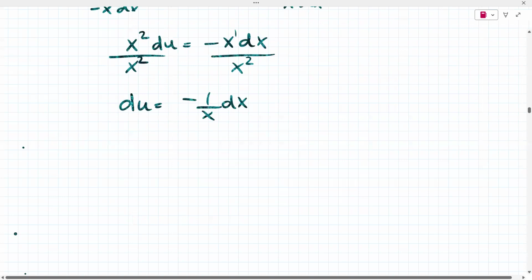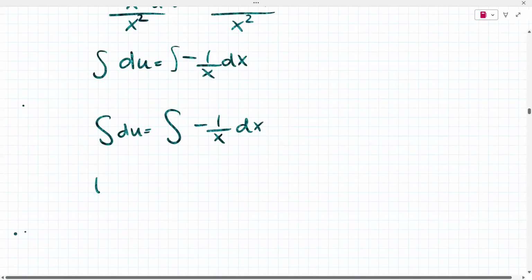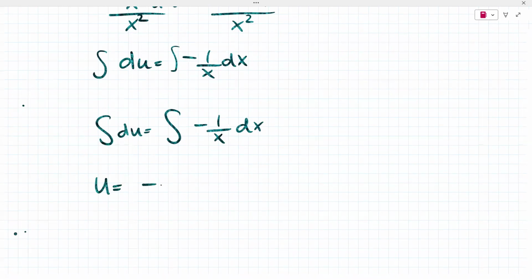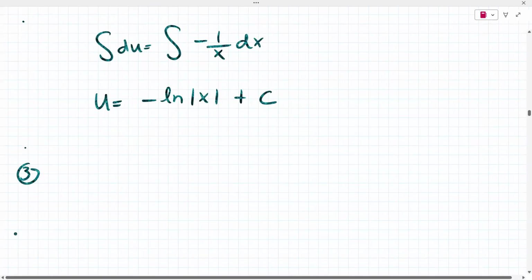And then once you have the du's and all the x's on separate sides, you can take the integration of both sides. So what is the integration of du? It is u. What is the integration of negative 1 over x dx? That's negative ln of absolute value of x plus c. And then what you're going to do is resubstitute. So step 3, we substitute.